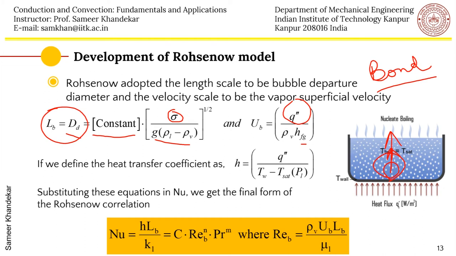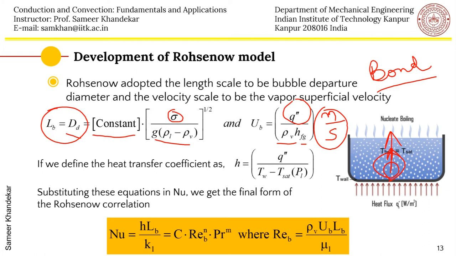So what we do is we define the Reynolds number. You put the velocity scale as q divided by rho g h_fg, and the length scale of the bubble as coming from the Bond number here. Because you know the thermophysical properties sigma and g delta rho, you put that in, and then you find the Reynolds number.